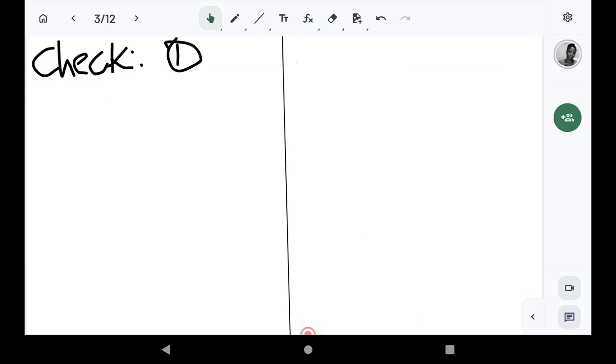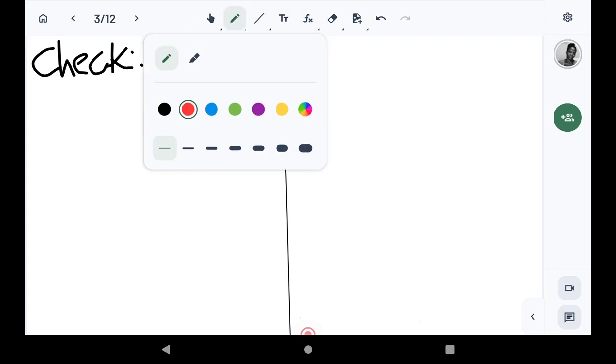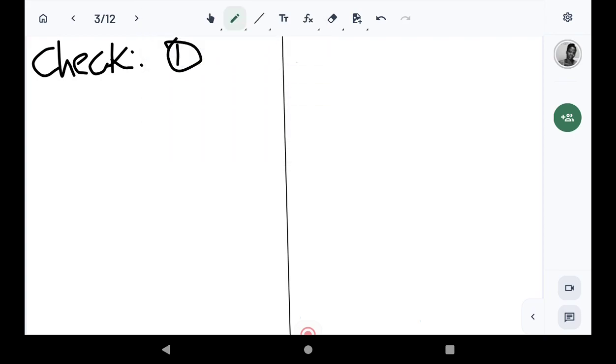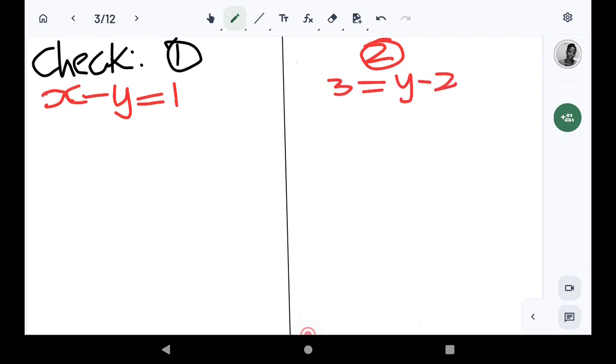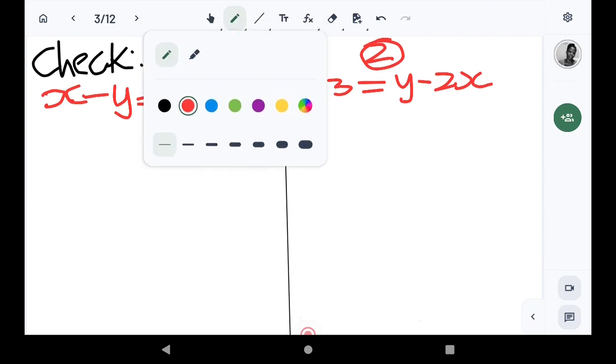X minus y equals 1. That's equation 1. And equation 2 is 3 equals y minus 2x. Let's just put that out there.